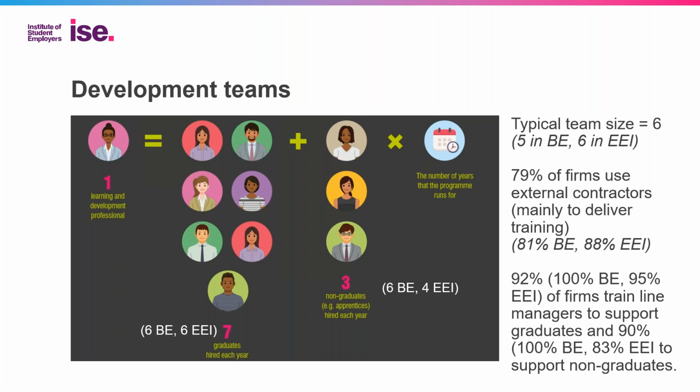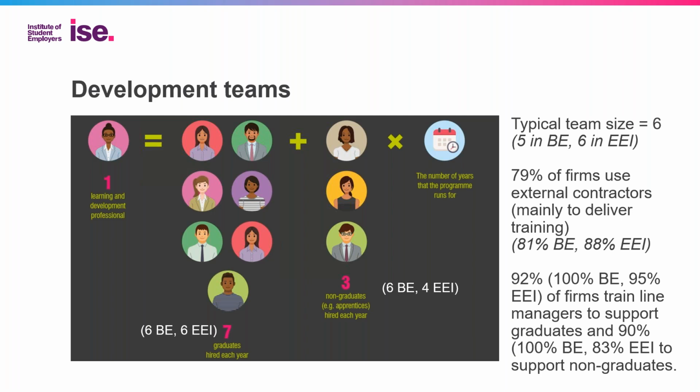So what we've done here is create a picture of, for every person that you recruit, how many learning and development professionals are you going to need in your firm? What we found was that the typical ratio, we used the median, was that for every learning and development professional you will have 7 graduates each year and 3 non-graduates. And then you've obviously got to multiply that by the number of years that the program runs for. As we'll look at in a second, most of those programs are running for 2 years. So that gives you a ratio of something like 1 to 20.